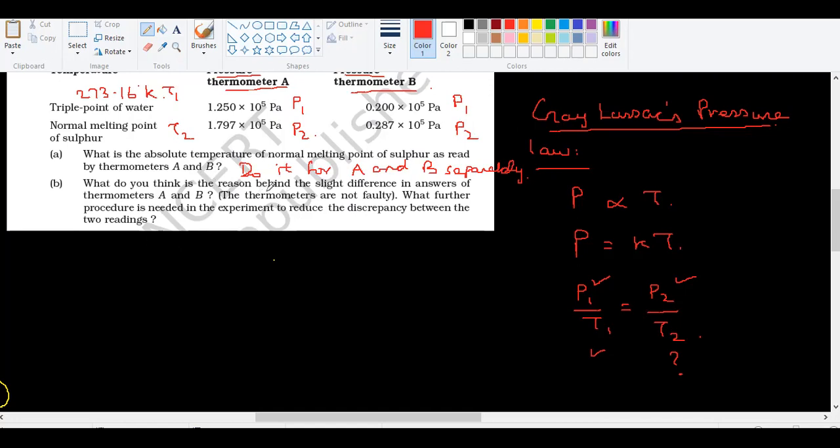What do you think is the reason behind the slight difference in answers of thermometers A and B? Obviously you should expect the same answers, right? The normal melting point of sulfur has to be the same, so the T2 value should be the same. But it looks like maybe you will get a small difference. Thermometers are not faulty. What further procedure is needed in the experiment to reduce this discrepancy between the two readings?